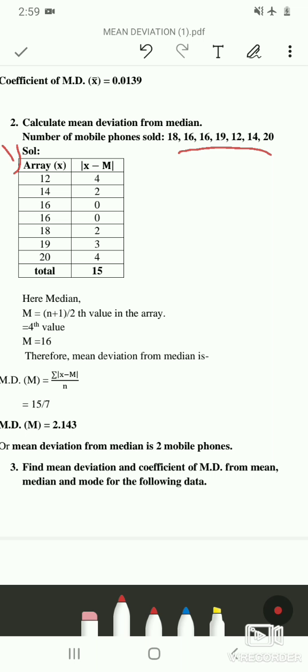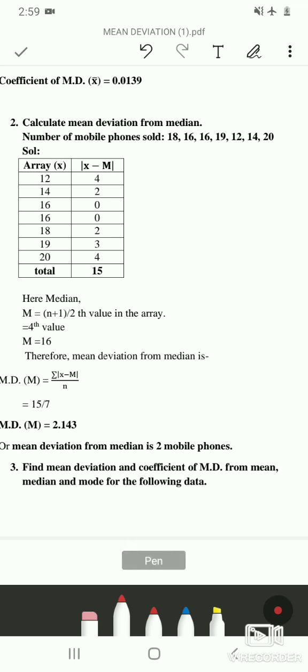So after arranging the data, find out the median. We know the formula for median is (n plus 1) upon 2th value in the array. So here n is 7, so 7 plus 1 is 8 upon 2 is the 4th value in the array. So check for the 4th value, 1, 2, 3. So this is your 4th value, therefore your median is 16.